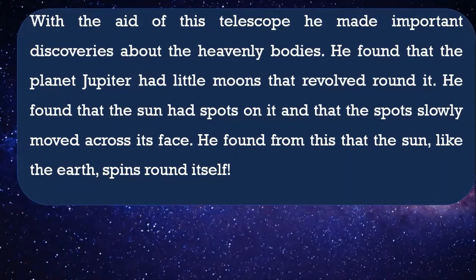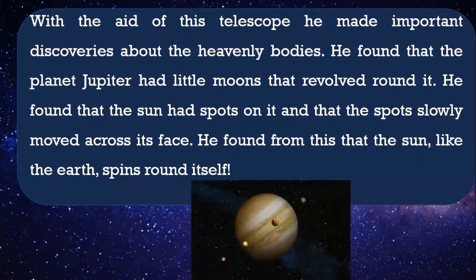He found that the sun had spots. These are the two main important discoveries that he had made. Okay, first one is that Jupiter has little moons, like you can see this, right? So this is the big huge planet Jupiter, and these are the little small moons around it.